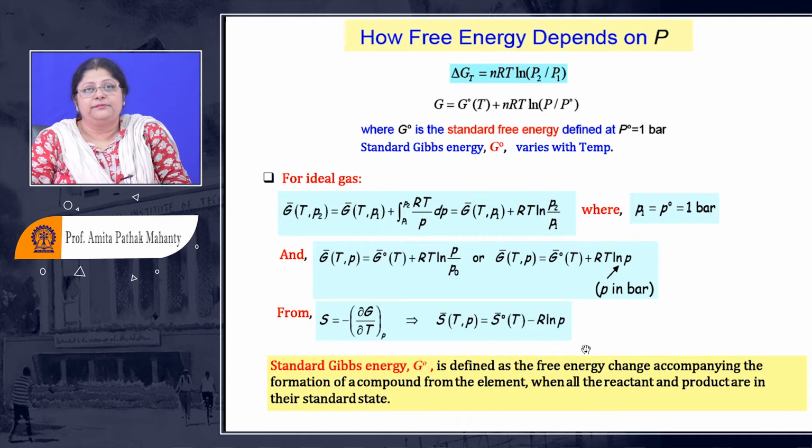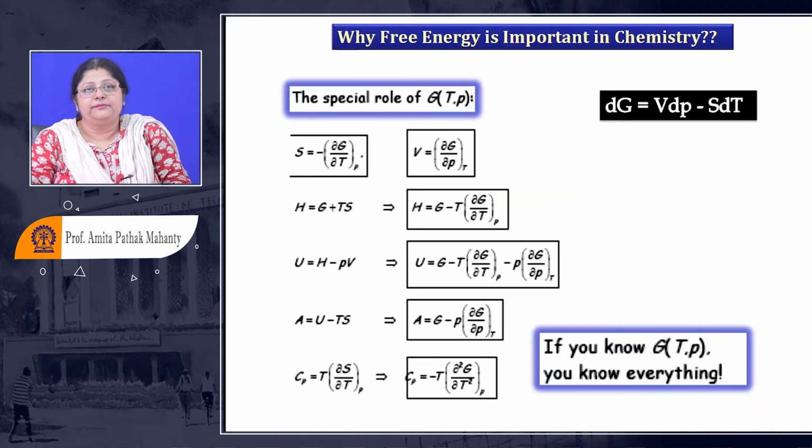Okay. So now let us have a look at why G is so important. Delta G by dT at constant pressure is what? It is the measure of the entropy. You just see.